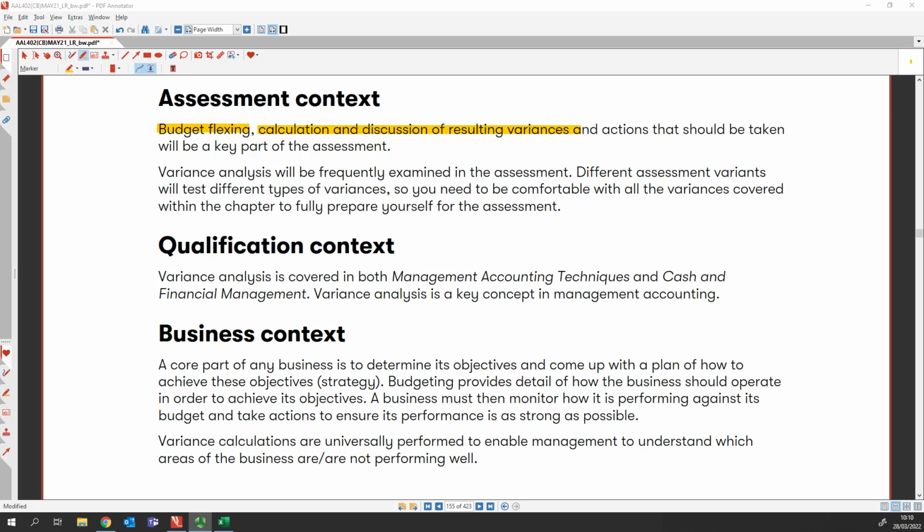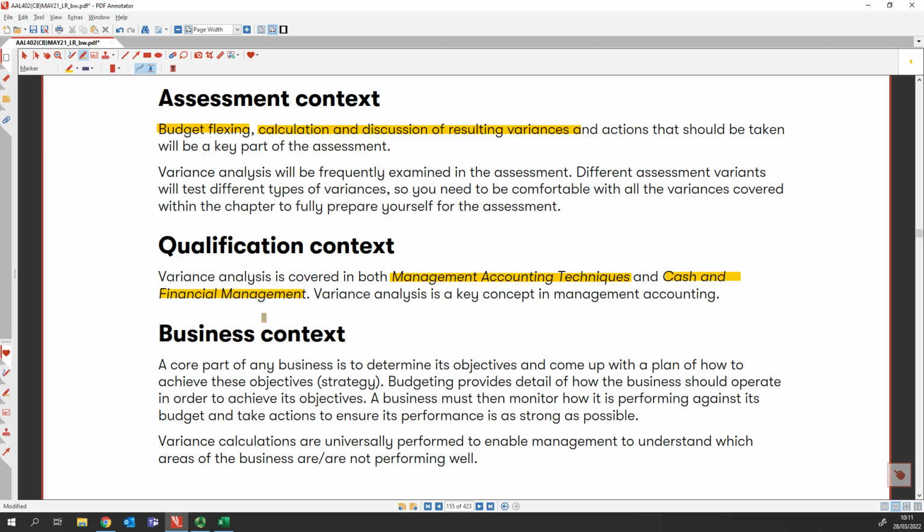Within the qualification context, looking beyond this particular subject, variance analysis is also dealt with in these papers here, management accounting techniques, and also cash and financial management. It's a key concept in management accounting. It's part of the control function that is part of the job of the management accountant.